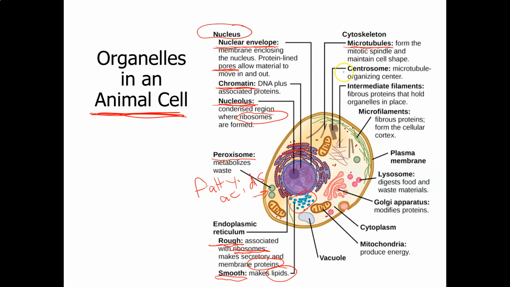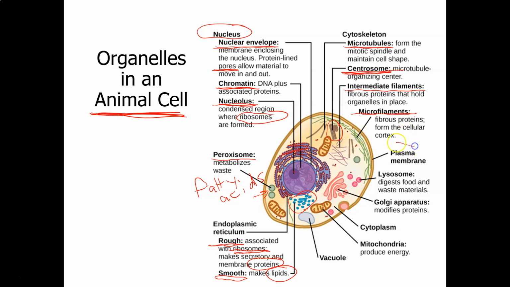The centrosome is formed of microtubules, and it's like these two bundles of microtubules that are perpendicular to each other. The centrosome is going to be involved in cell division. Intermediate filaments are medium thickness and they hold organelles in place. And microfilaments form the cell cortex, and cortex means the outside. So they line the outside of the cell right up close to the plasma membrane.